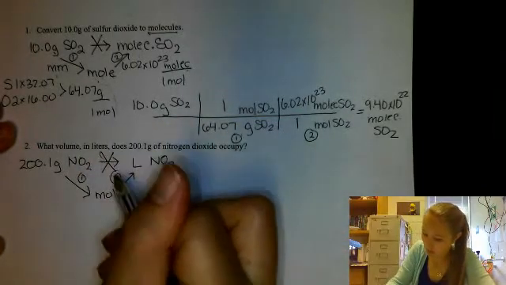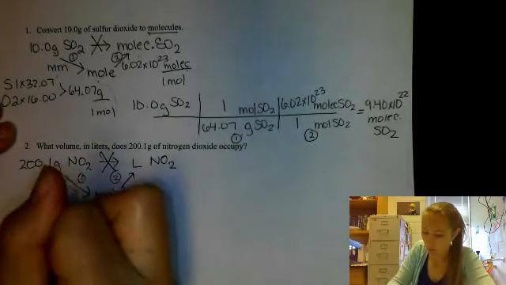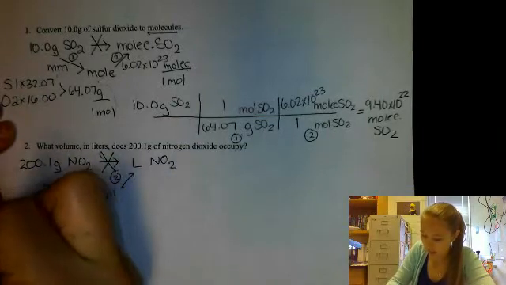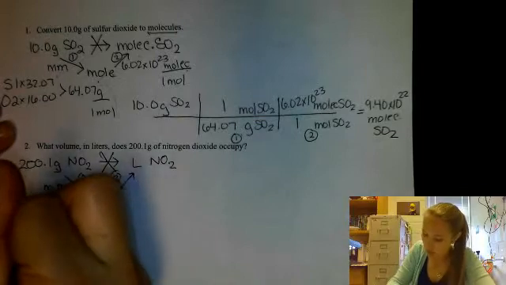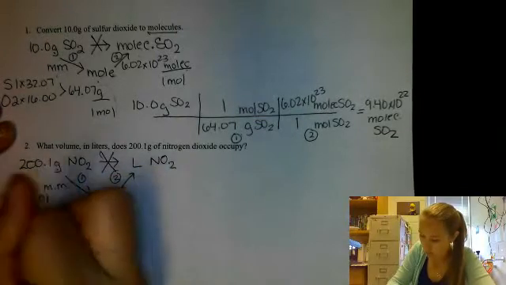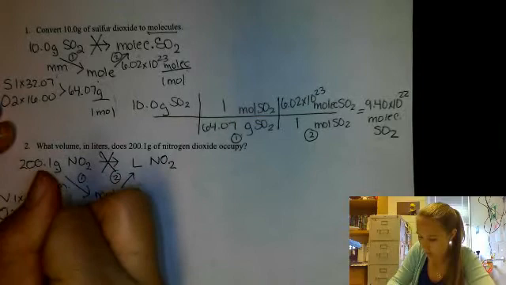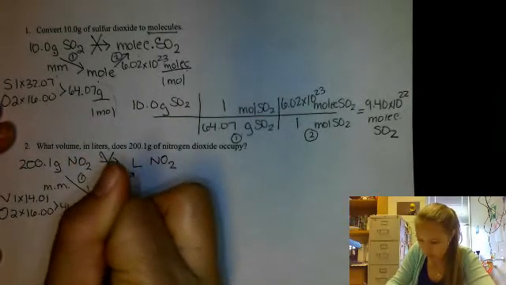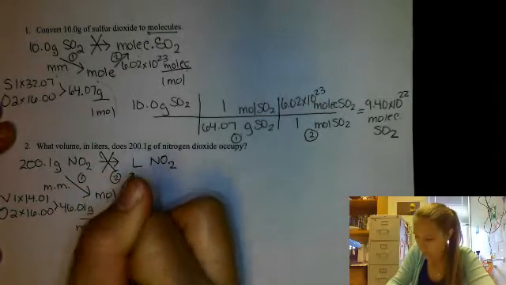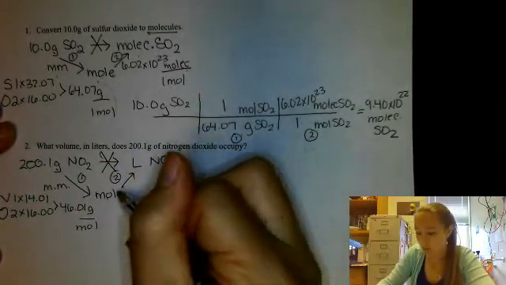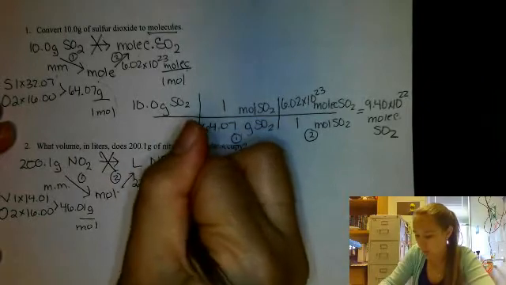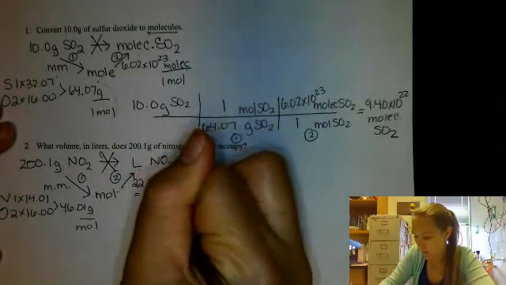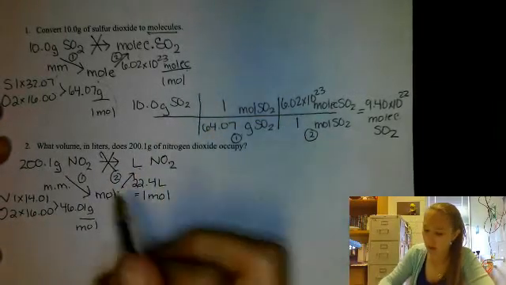1, 2. Grams to moles, we use our molar mass. I have 1 nitrogen, 2 oxygen, so 14.01 plus 2 times 16.00. I get a molar mass of 46.01 grams per mole. To convert between moles and liters, 22.4 liters is equal to 1 mole. Now I have my conversions.